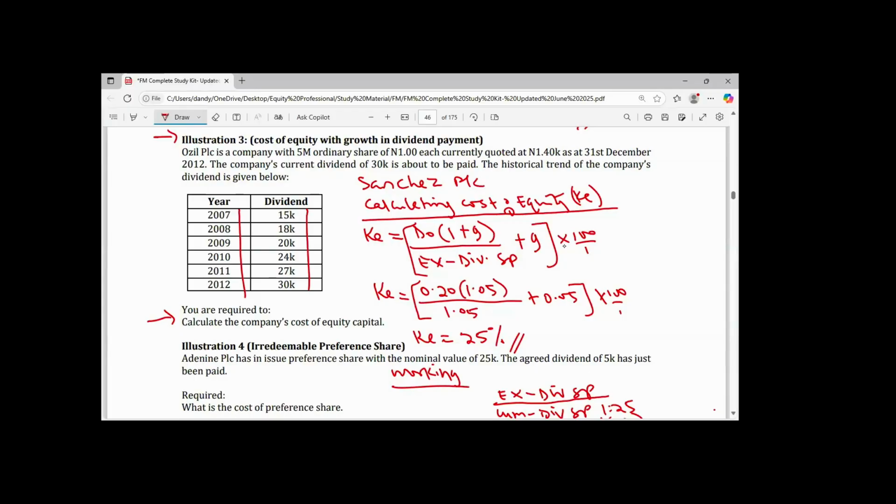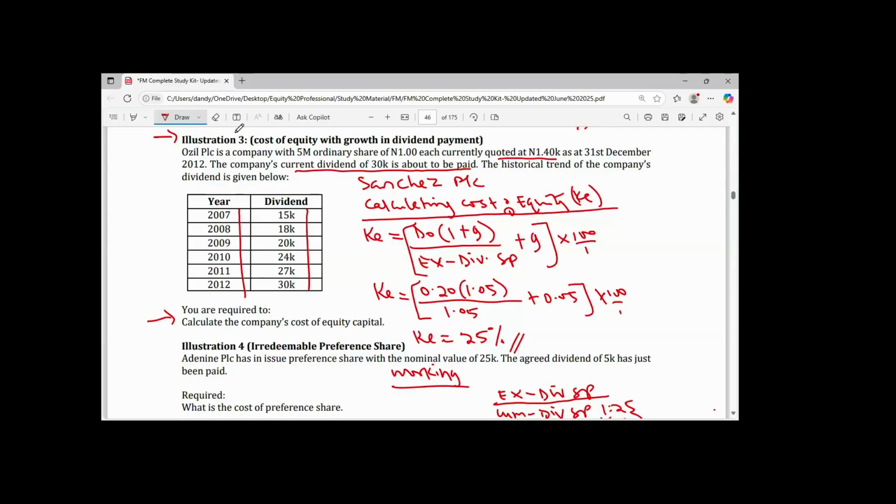Two, the examiner also mentioned to you that the current dividend of 30 kobo is about to be paid. That means dividend is still outstanding. If dividend is still outstanding, the share price, the quoted market price of the company share, which is 1 naira 40 kobo, is cum-div. So you need to convert it to Ex-div share price when you are calculating your cost of equity. So that is what the examiner wants you to test in this particular question.